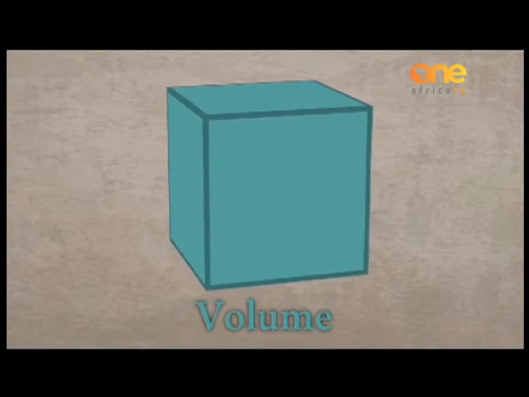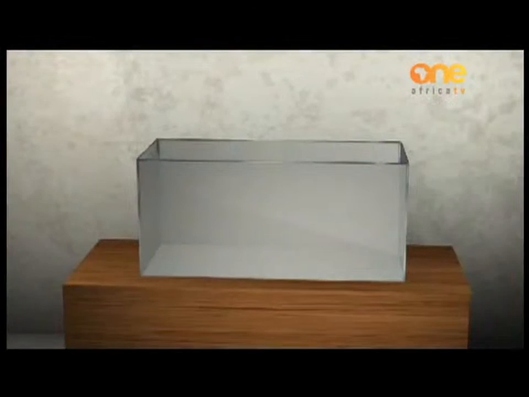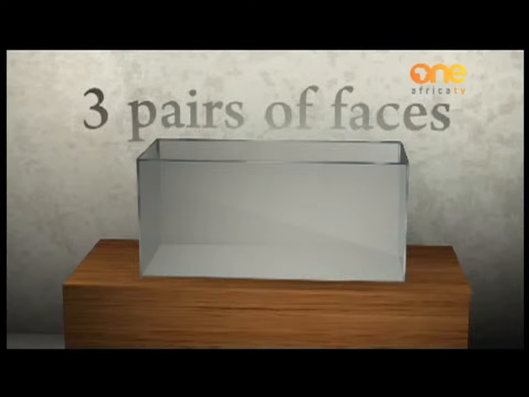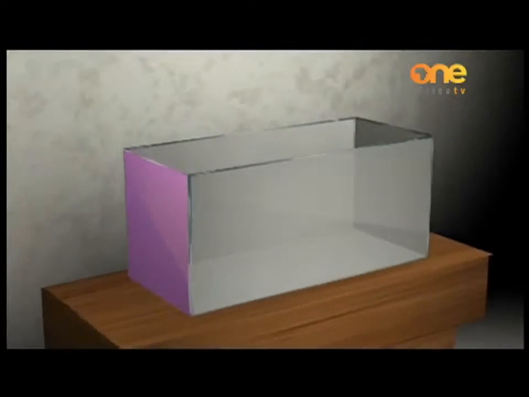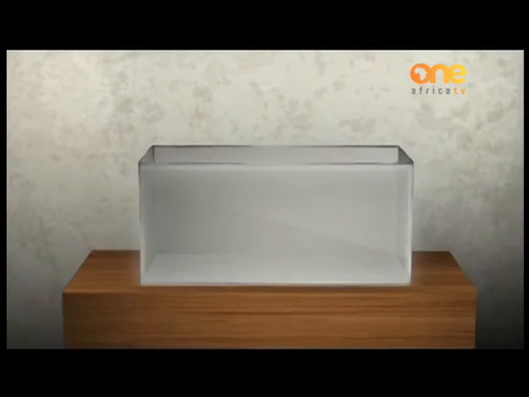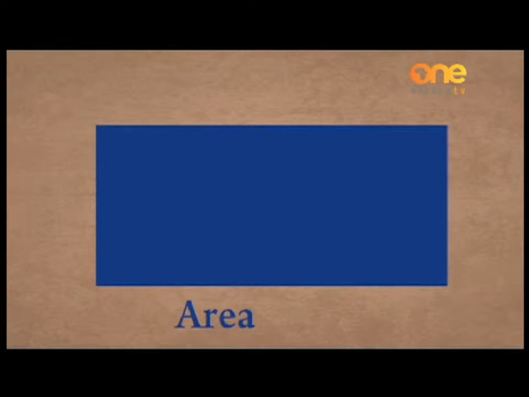In order to make the distinction between these concepts, let us imagine Richard's rectangular fish tank. We see that there are three pairs of faces or sides: the top and bottom, the front and back, and then the left and right sides. If we zoom in to focus on just one of these faces, the outside edge is the perimeter of the shape, measured in units, and the inner coverage is the area of the shape, measured in square units.